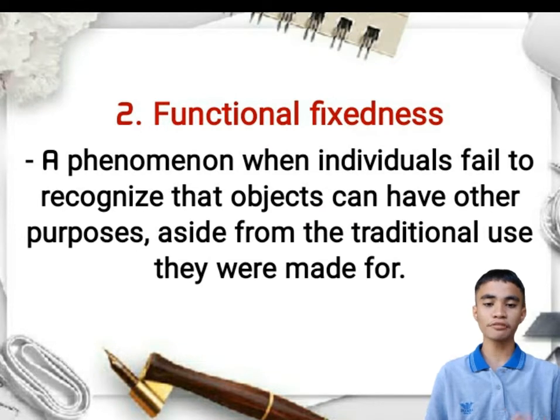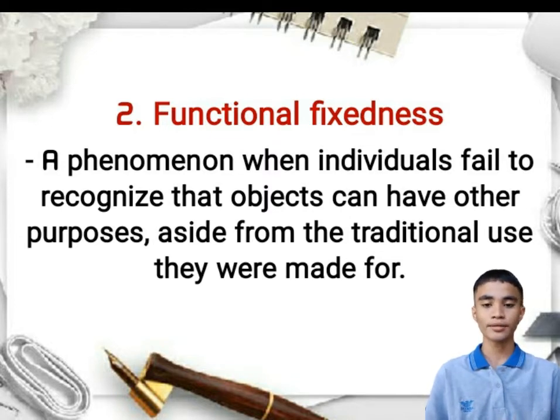Next is functional fixedness. It is when the other objects that we can use to solve the problem, we don't see as problem solvers because we only think of the traditional use they were made for. We fail to recognize that an object can have other purposes. For instance, we usually think that a spoon is only for eating. However, in instances when no bottle opener is available, a spoon is usually used to open a bottle of a soda drink.